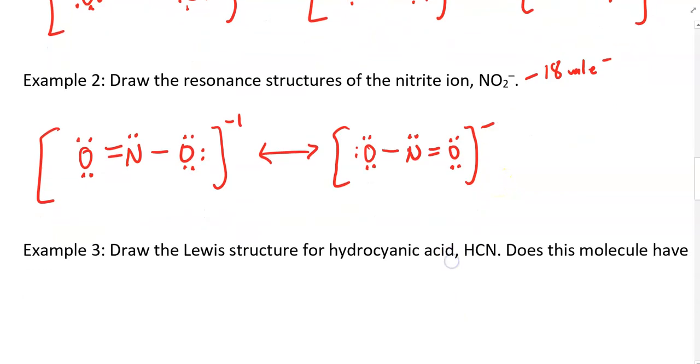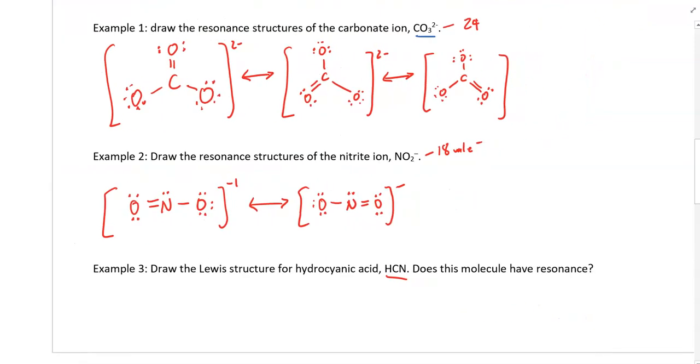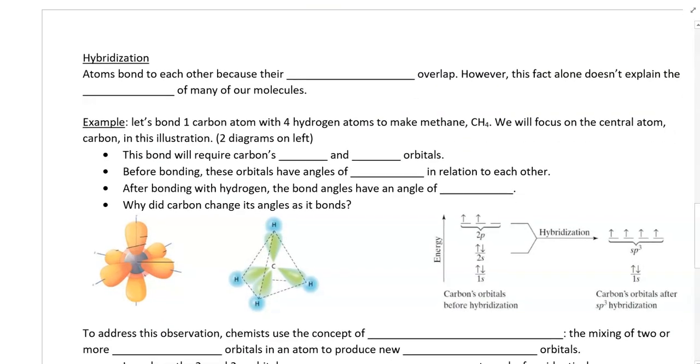All right. I will let you try to draw this last one out. Draw the Lewis structure for hydrocyanic acid, HCN. Does this molecule have resonance? And you can figure that out yourself. If it does, go ahead and draw it. If not, you can just leave it as is. That's resonance. So let's go ahead and move on to the next one, hybridization.